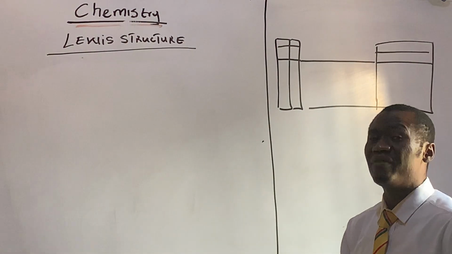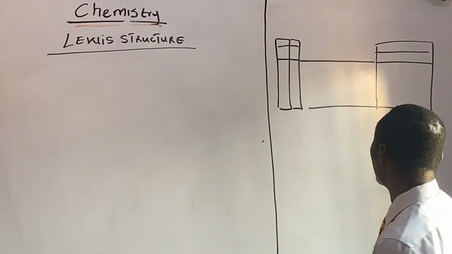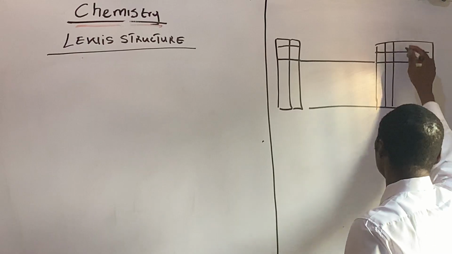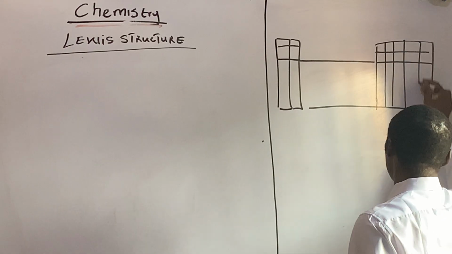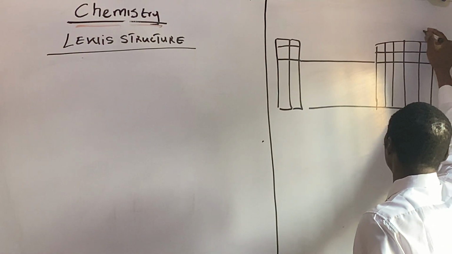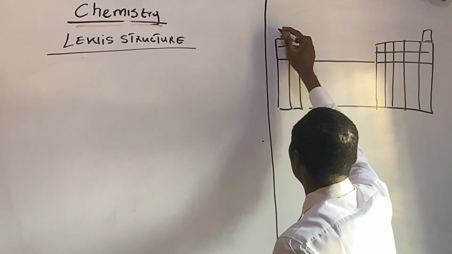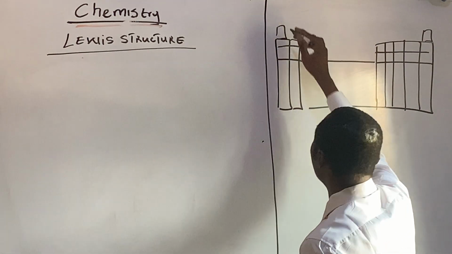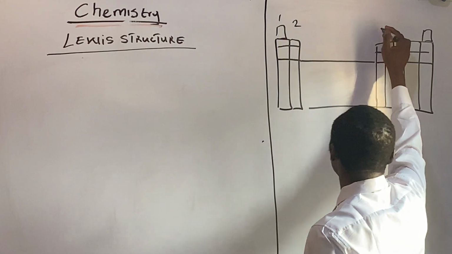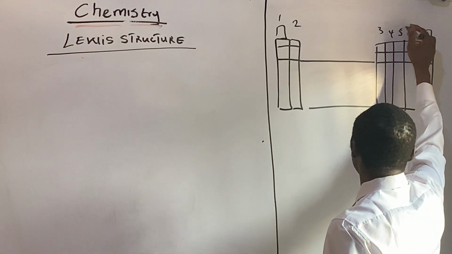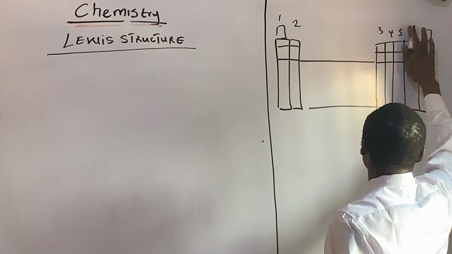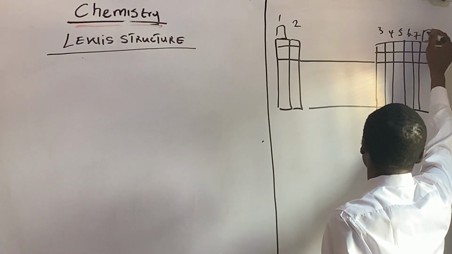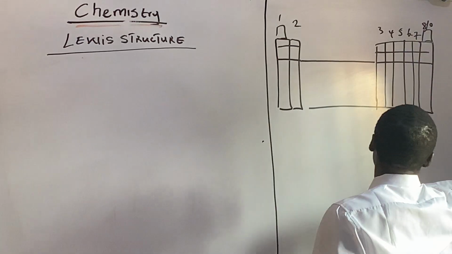Stability means having an octet or duet configuration. So every atom of an element has valency electrons. To know the valency electrons, we need to count the groups of the periodic table: 1, 2, 3, 4, 5, 6, 7, and 8, or 0.